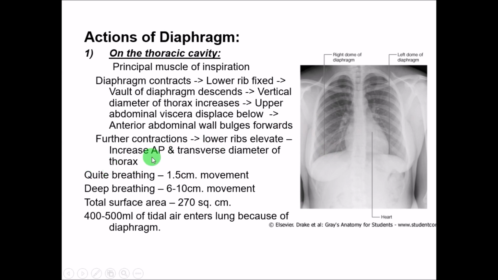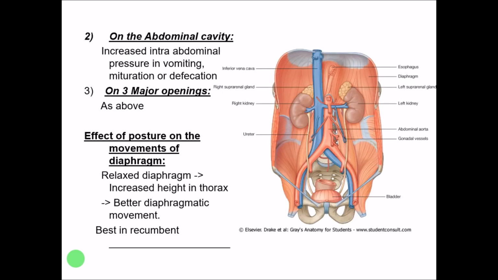In quiet breathing, the movement of the diaphragm will be almost 1.5 centimeters, but in deep breathing it goes up to 6 to 10 centimeters. The total surface area created will be 270 square centimeters, and almost 400 to 500 ml of tidal air enters the lung because of the diaphragm itself. So the diaphragm is the main principal muscle of inspiration.